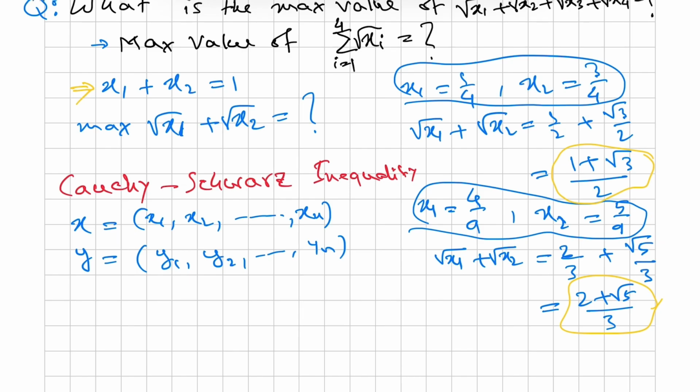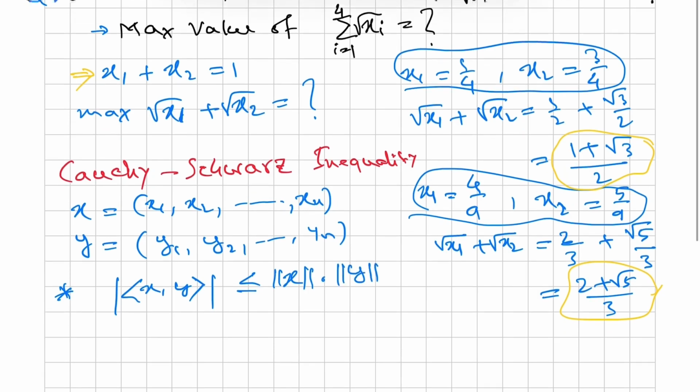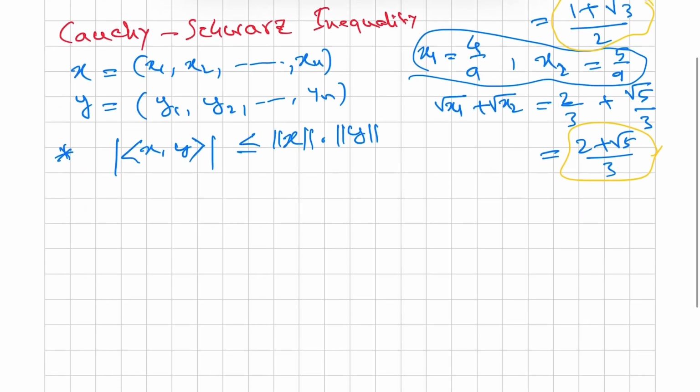So here the Cauchy-Schwarz inequality says the inner product of x and y, and in general if you take the modulus of that, is less than or equal to the norm of x times the norm of y. So what do you mean by that? Suppose we are in the real case, so xi's and yi's are all real numbers, so I will not put any bar. No complex numbers here.